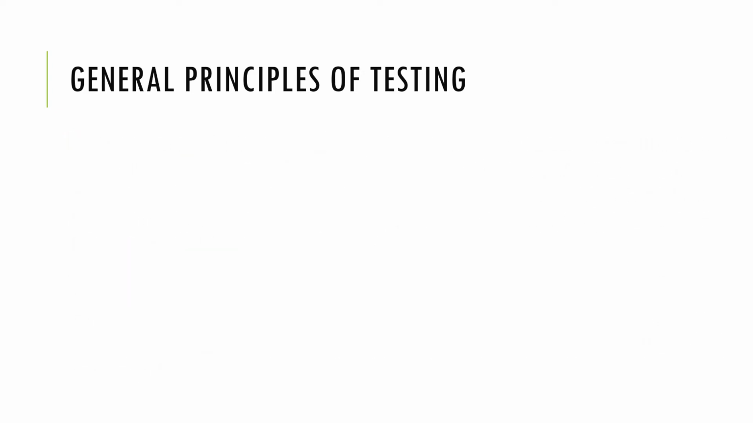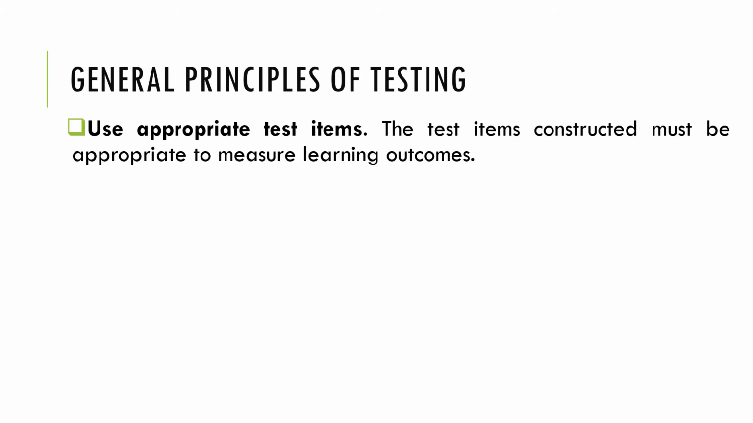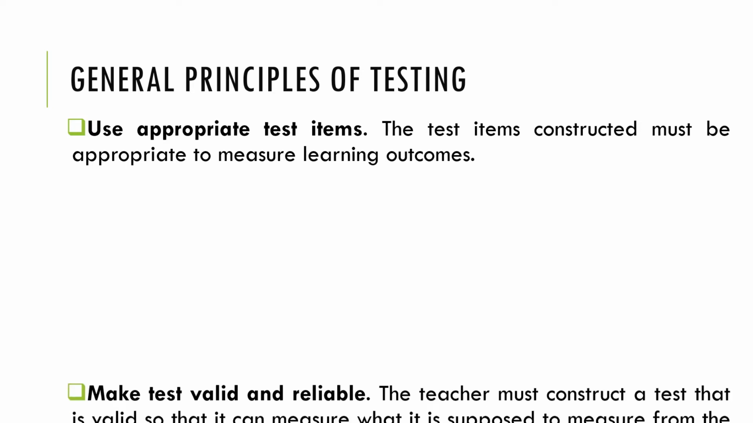The next principle is the use of appropriate test items. Of course, I think I did mention or discuss the learning outcomes, and I have to discuss the different assessment tools, and I will also discuss the advantages and disadvantages of these tools, because in every lesson, what I keep saying is, we can't find a perfect assessment tool, but we can find an appropriate assessment tool. No? So the test items constructed must be appropriate to measure learning outcomes.